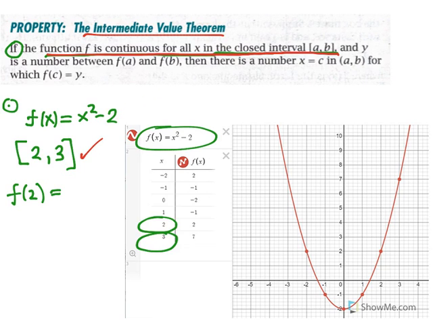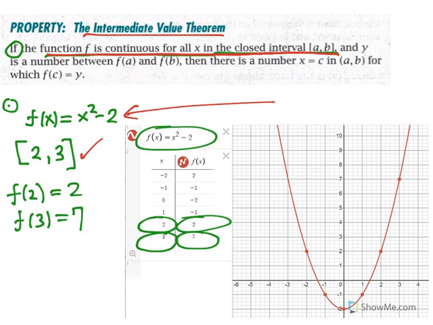Well, that's easy to figure out. You just evaluate the function f when x is equal to 2. So you'd have 2 squared, which is 4, and 4 minus 2 would be 2. F of 2 is equal to 2. What is f of 3? F of 3 would be equal to 3 squared, which is 9. 9 minus 2 is 7. F of 3 is equal to 7.